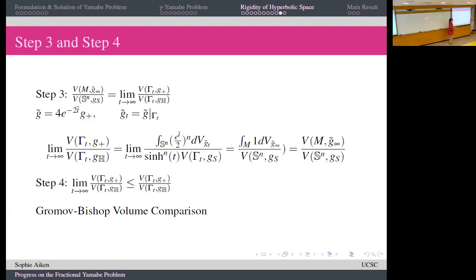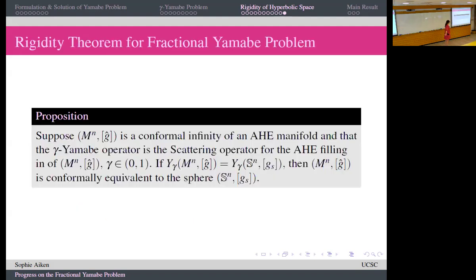So I can pick a bound by fixing a specific time or a specific distance t. Once you have that lower bound, we can say that if the fractional Yamabe constants are equal, that lower bound is 1, which forces equality of my relative volumes, meaning that my boundary is actually conformally equivalent to the sphere.